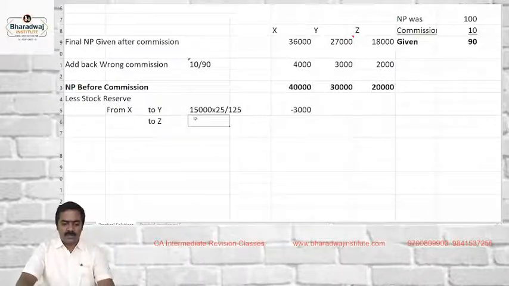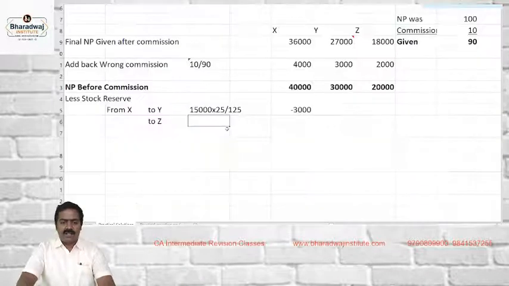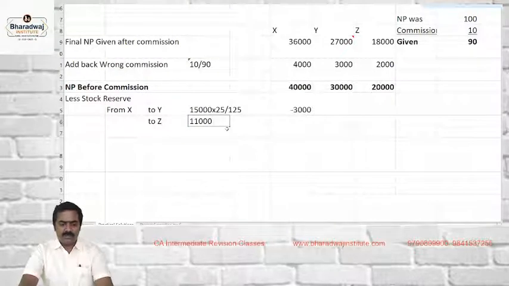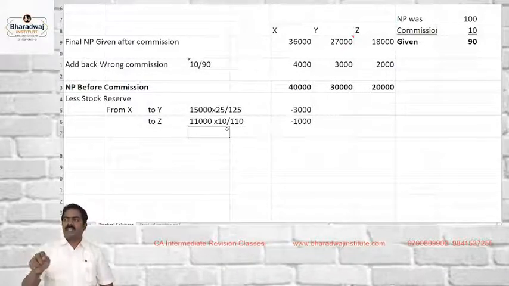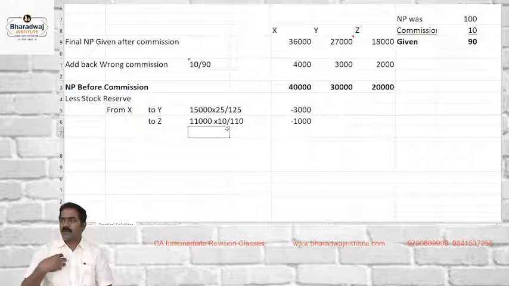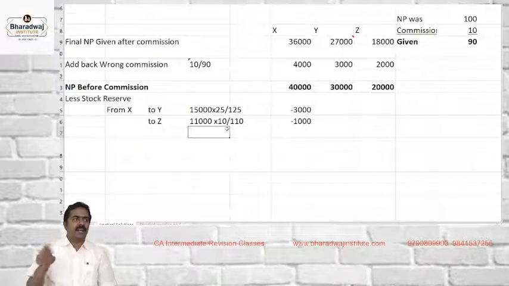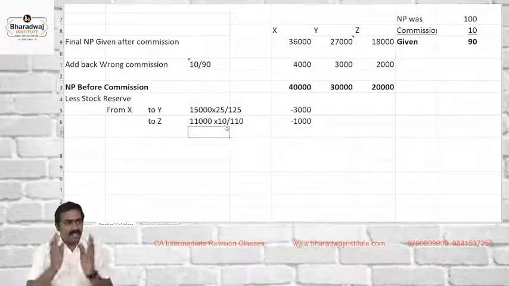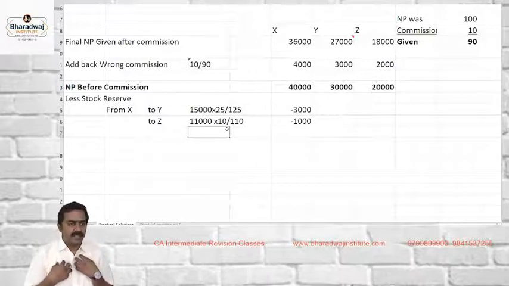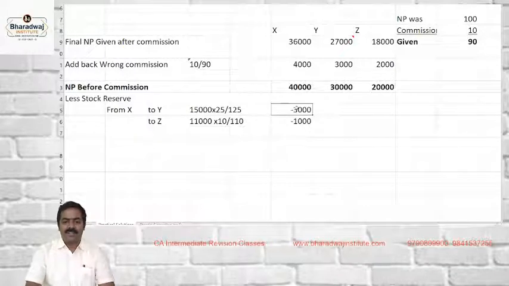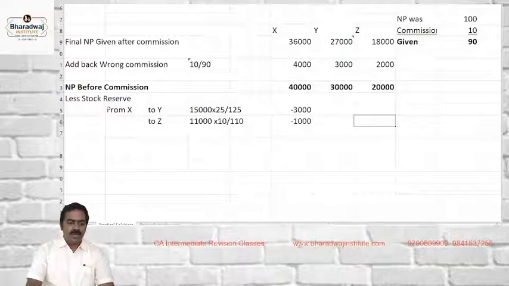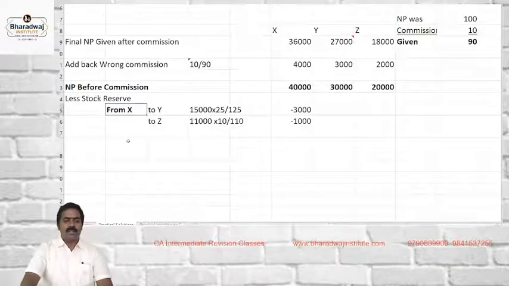Then X to Z also. What is Z stock? 11,000 into 10 by 110. How much? 1,000. Simple. Whoever is charging profit, profit is included in my department. If I am X, I am transferring to Y and Z. Okay, so stock is with you, but who charged the profit? X charged the profit. Eliminate from X. So normally in an example, the 3,000 will be in the Y column and 1,000 in what? Z column, like that we will put. So who transferred the stock? That department you have to consider.